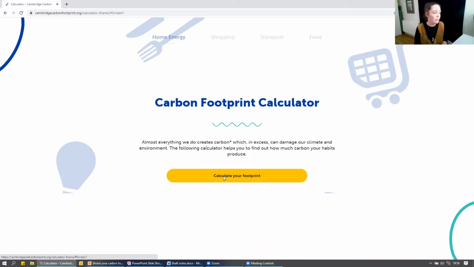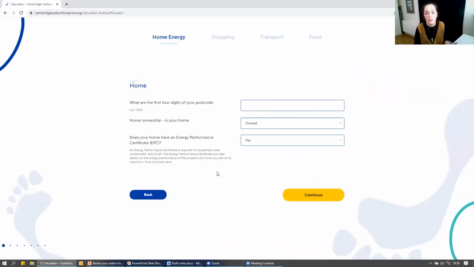Some things to note are that we have designed the CCF calculator to be hopefully pretty simple and easy to fill in, to be a useful way for you to calculate your carbon emissions pretty easily. But it's not going to be the world's most accurate carbon footprint, deliberately so, because we want it to be really easy.